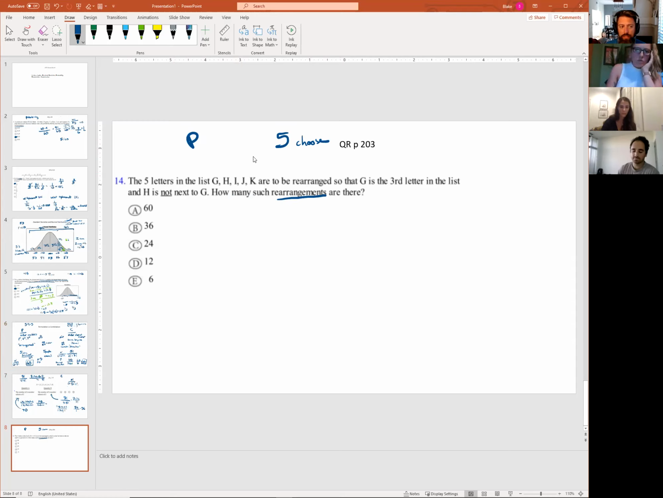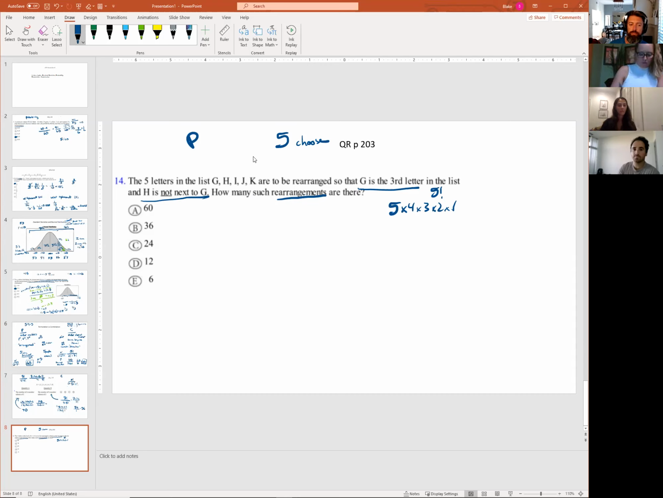So the simplified version of this, the level 1 version of this, would be, how do we rearrange the list? Well, for the beginning, let's say we don't have to worry about G being the 3rd letter and H not being next to G. Then we got 5 of them, we're choosing 5, we just do 5 times 4 times 3 times 2 times 1. We're just doing 5 factorial. That's the simplified version of it. But we have some complications.